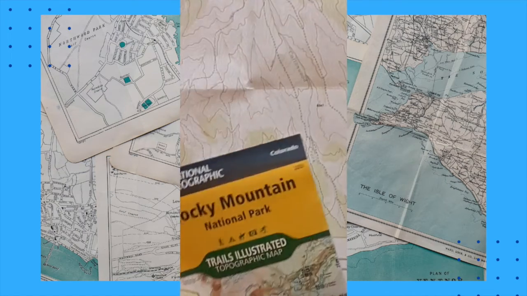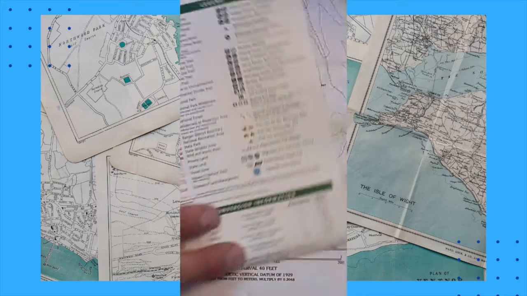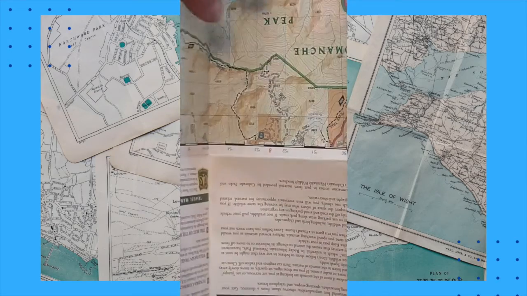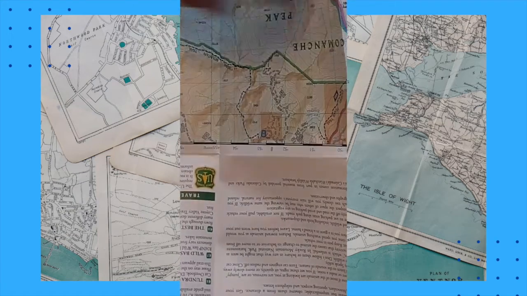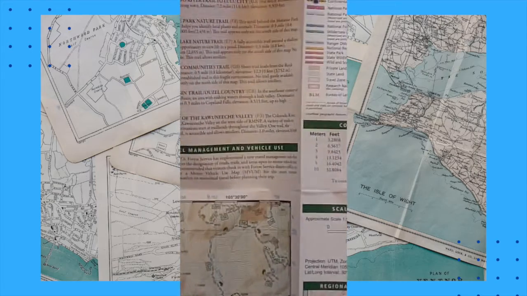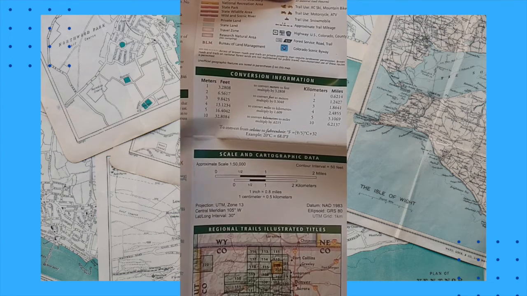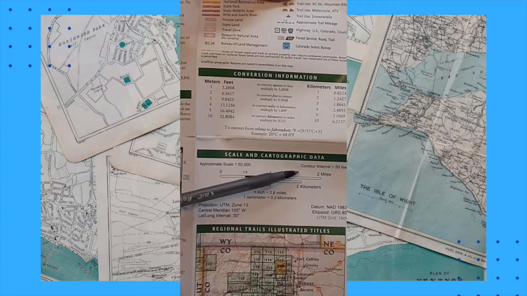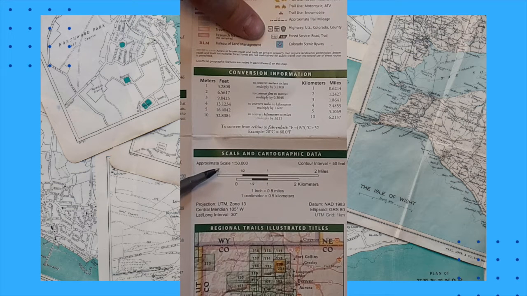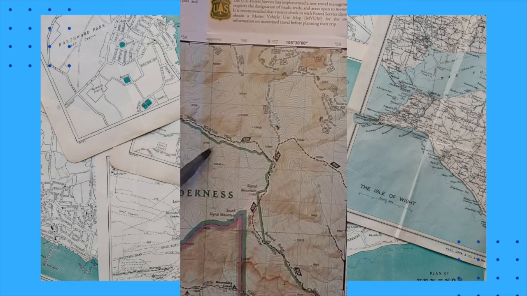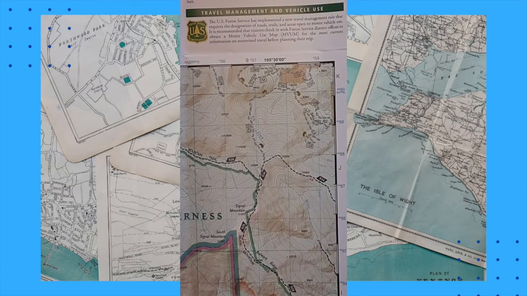On this Rocky Mountain National Park map, let's see if we can find the scale. Usually the scales are located in the legend area when you open up the map. So this one has it right here. Okay, so the contours are a little different because this one has an approximate scale of 1 to 50,000. So every inch on this map represents 50,000 inches in the real world.